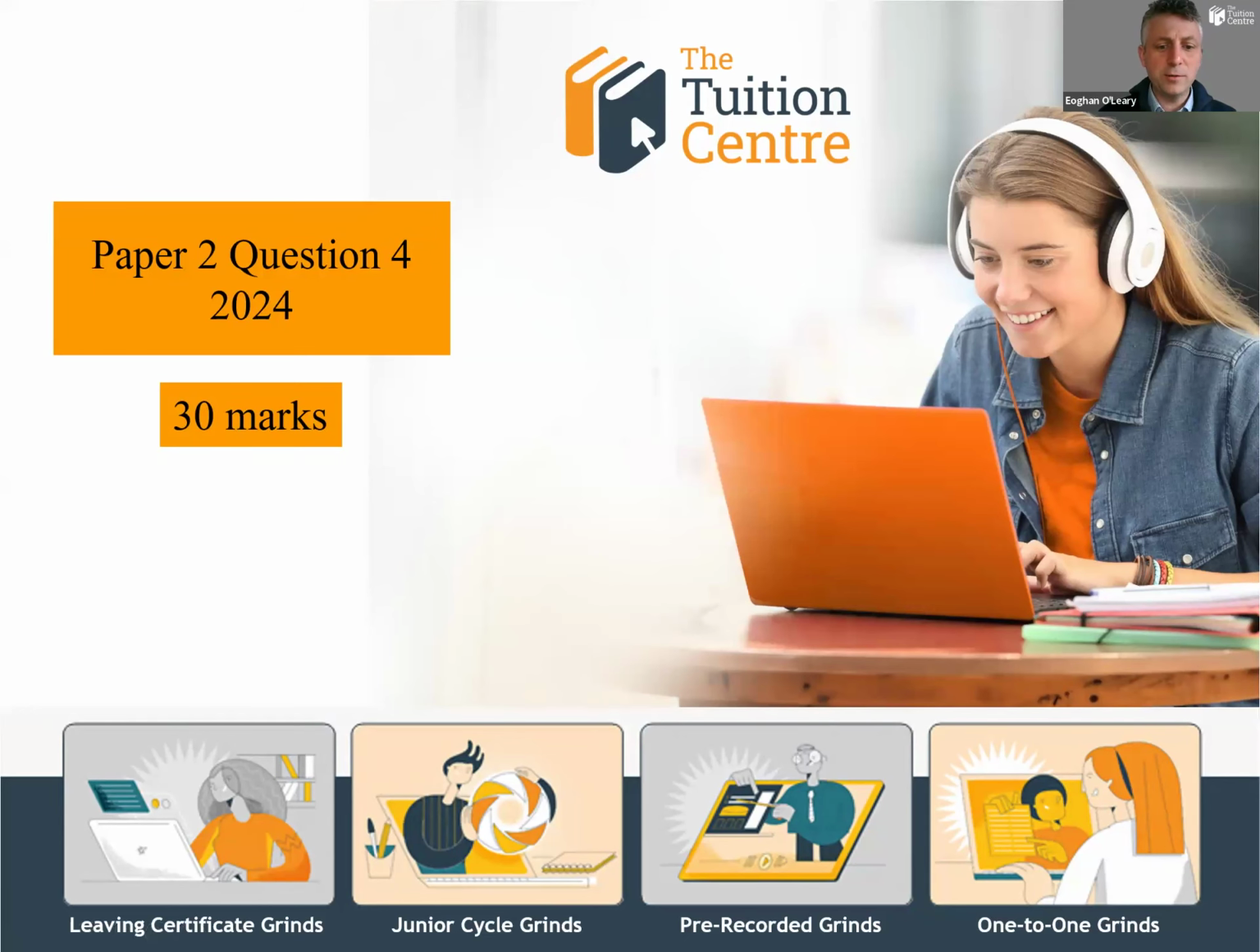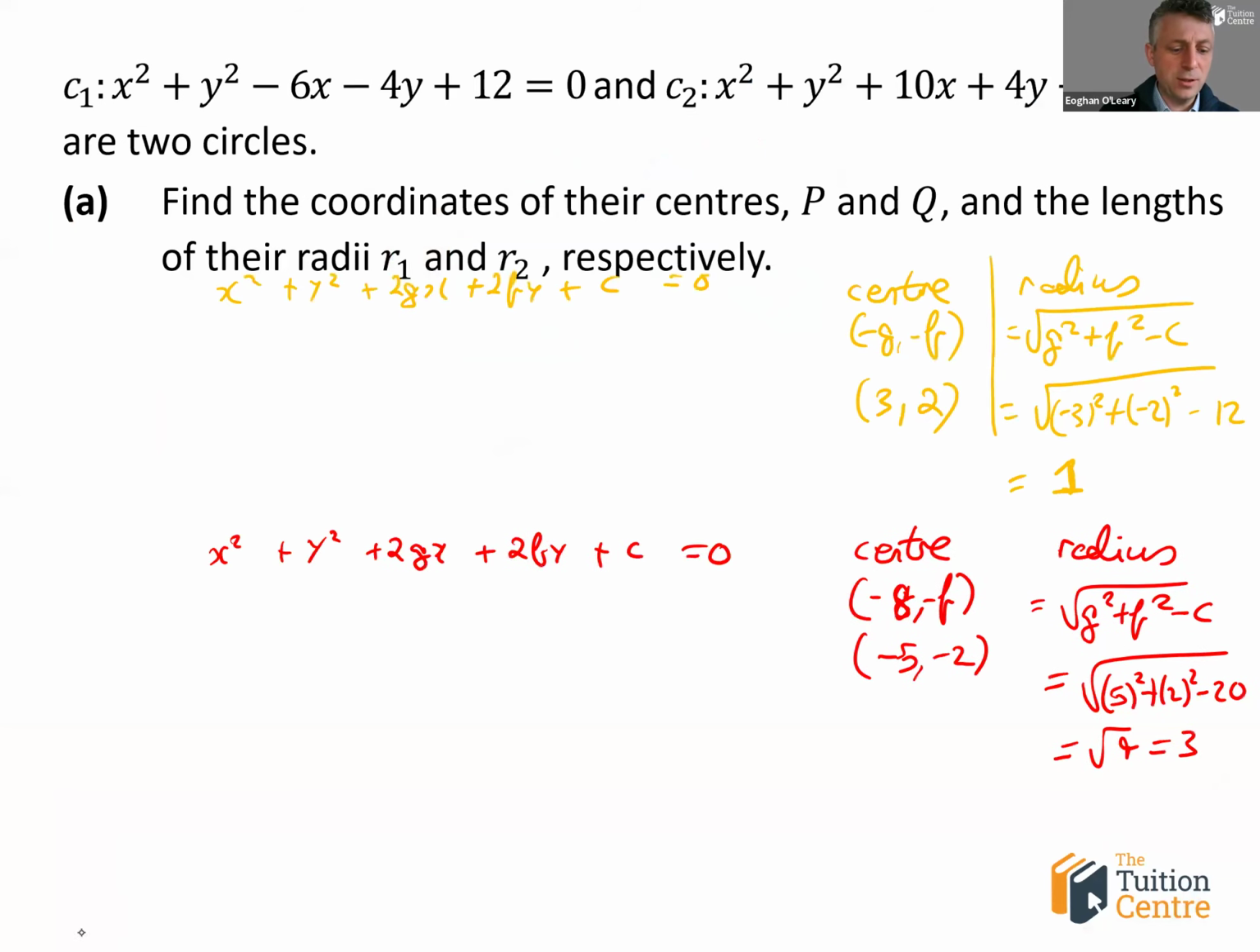Here we go. We're on to question 4. It is a circle question. So you can see I've done a little bit of working out here for us already. We have two circles. C1: x squared plus y squared minus 6x minus 4y plus 12 equals naught. C2 is x squared plus y squared plus 10x plus 4y plus 20 equals naught.